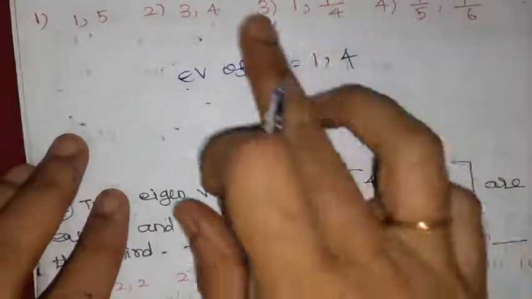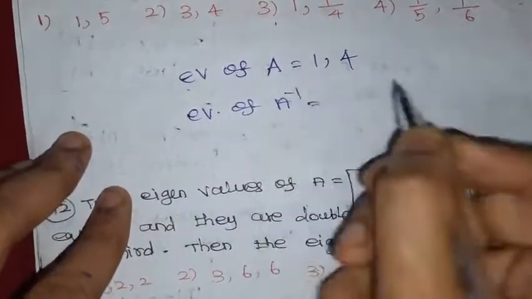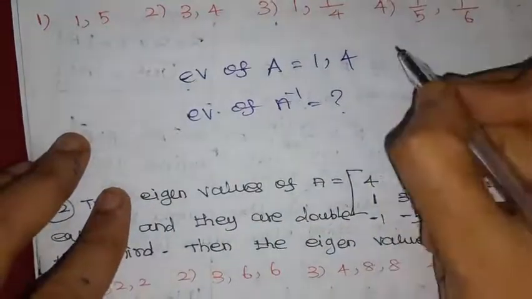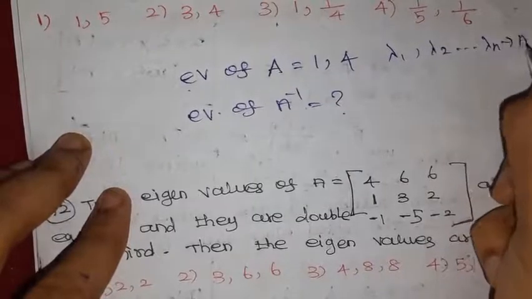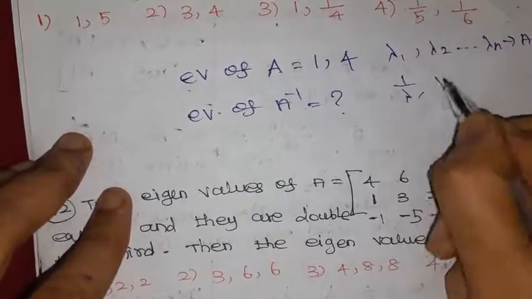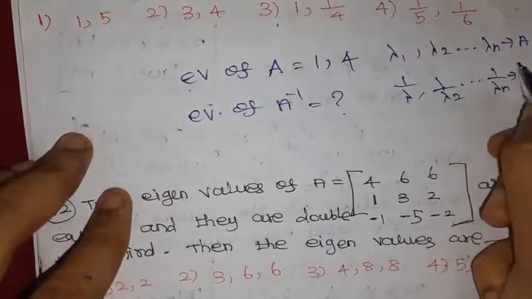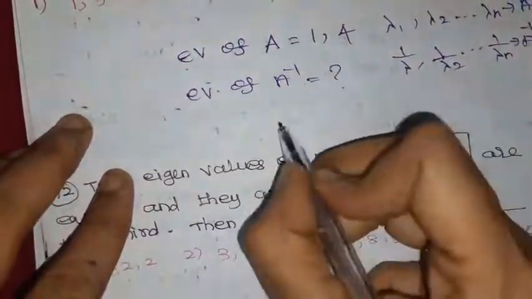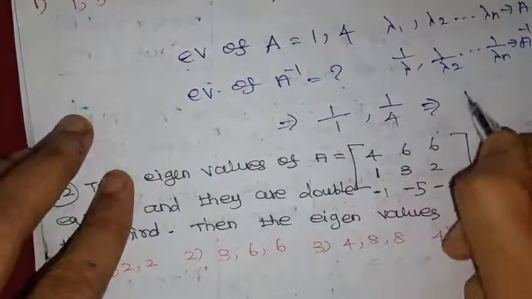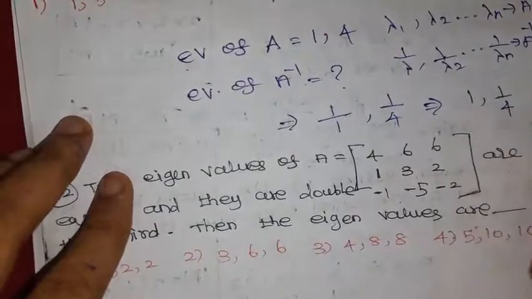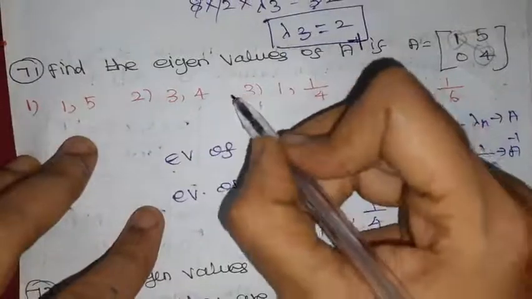Okay. What we need to find out? Eigenvalues of A inverse. So this is also one of the properties. If lambda 1, lambda 2, etc. lambda n are eigenvalues of A, then 1 by lambda 1, 1 by lambda 2, 1 by lambda n are the eigenvalues of A inverse. Just we need to take the reciprocal. 1 by 1, 1 by 4, that is 1, 1 by 4. So this is the eigenvalues of A inverse. Option 3.